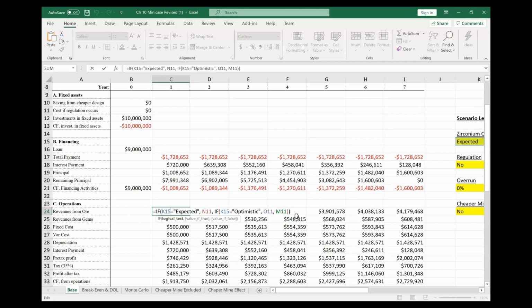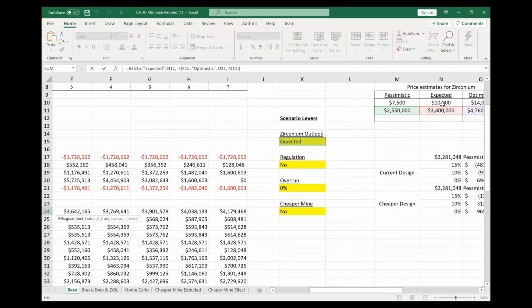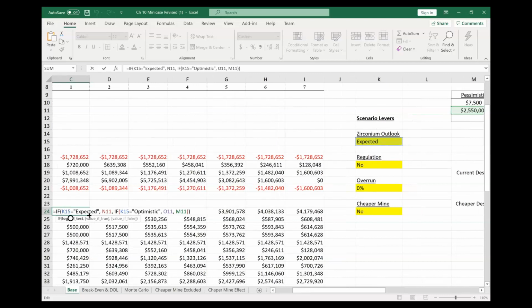In this case, because the condition is based on text, not a number, we have to use the double quotation mark. So if K15 is "expected", then that's the true statement, right? If that logical test is met, we are going to use the value in N11, which is 3.4 million. If that condition is not met, then we have 2 more options: if the zirconium outlook is not equal to expected, then we have either optimistic or pessimistic.